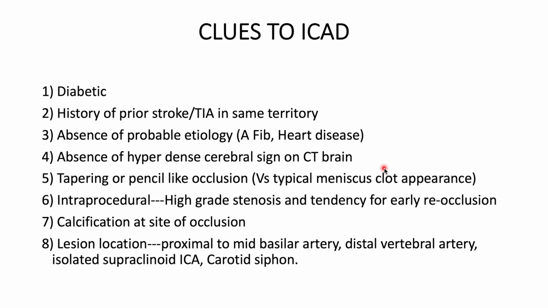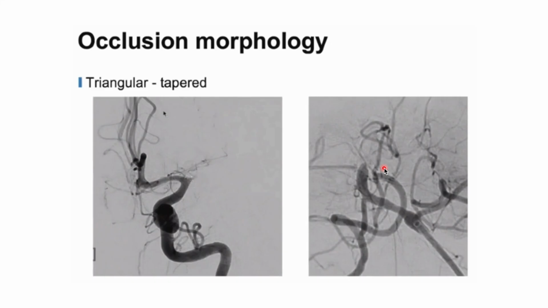And during the procedure, you find high-grade stenosis, or there's a tendency for early reocclusion. So you are trying to recanalize, and every time the artery closes again, you can think of an ICAD which is underlying there. There's calcification at the site of occlusion, and then the lesion location itself, like the isolated supraclinoid segment, proximal to mid-basilar, distal vertebral. These are all clues to underlying ICAD.